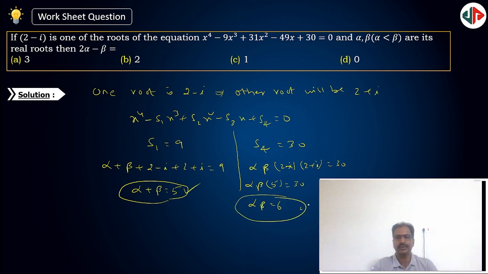Sum is 5, product is 6, which means the two numbers are 2 and 3. Given that alpha is less than beta, alpha is 2, beta is 3. Therefore, 2 alpha minus beta will be 4 minus 3. Option C.